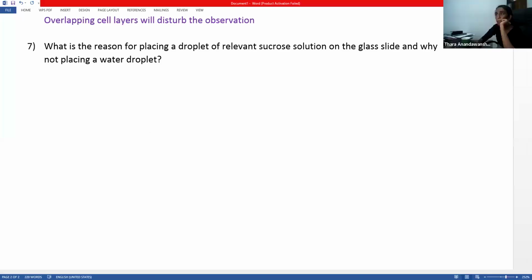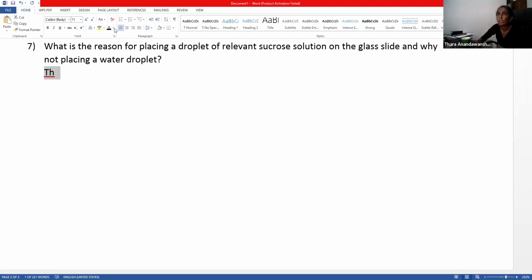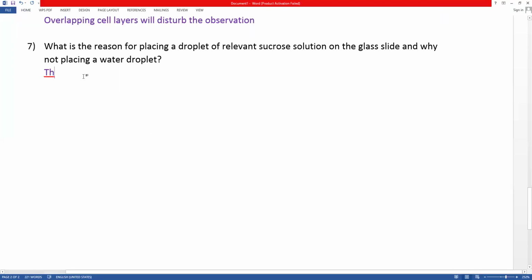Hello, did you write the answer? What is the correct answer there? What is the reason for using a droplet of the relevant solution? Instead of becoming plasmolized, the cell will become turgid. Louder. Instead of the cell becoming plasmolized, the cell will become turgid. Yeah, if you put water, surely it will become turgid because it's coming into an equilibrium with water. That is the answer there.